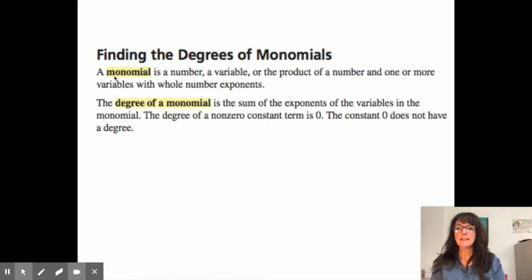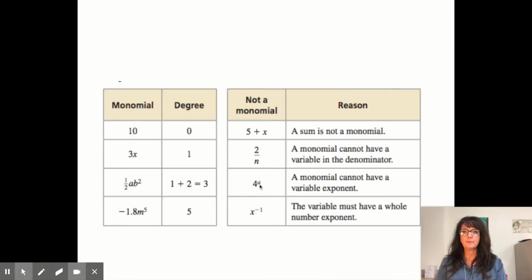So to define it, it says a monomial is a number, a variable, or a product of a number and one or more variables. Basically, a monomial is our terms in an equation or expression. So when we're talking about the degree of a monomial, it's the sum of the exponents of the variables in the monomial, all right? So the degree of a non-zero constant is 0, and the constant 0 does not have a degree. We'll talk about this more as we lead into it, but these are just the definitions, and you can find this information on page 207 in your student journal.